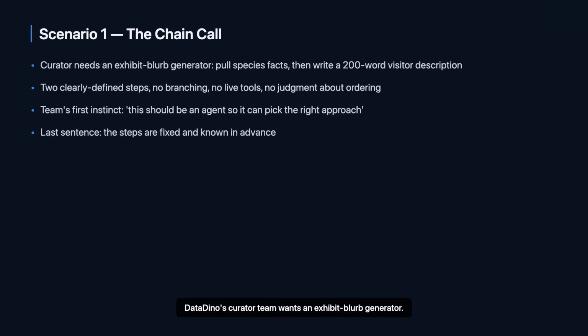Scenario 1. Data Dino's curator team wants an exhibit blurb generator. The flow is simple. Pull species facts from the vector index, then write a 200-word visitor description. 2 clearly defined steps: no branching, no live tool calls, no judgment about ordering. The team's first instinct is to reach for an agent because, quote, it should be able to pick the right approach. And here's the last sentence of the ticket. The steps are fixed and known in advance.